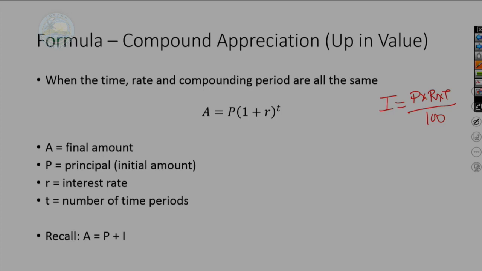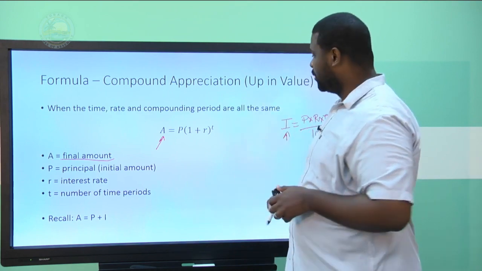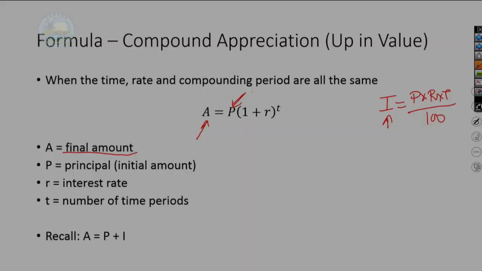Now, the first thing that you must realize is that instead of interest being the subject of the formula, as it is for simple interest, here what we find is not the interest, but the final amount. So it means that when we use the compound interest formula, we're actually determining the final amount and not just the interest that you would have gotten. P still represents the principal. 1 plus R represents the rate, and T represents the time or the number of time periods. And it's just about applying this particular formula.